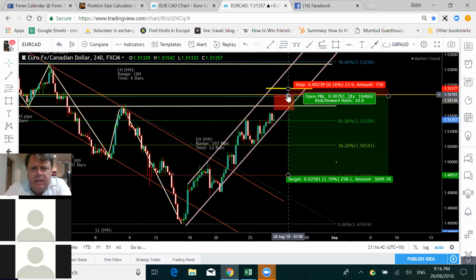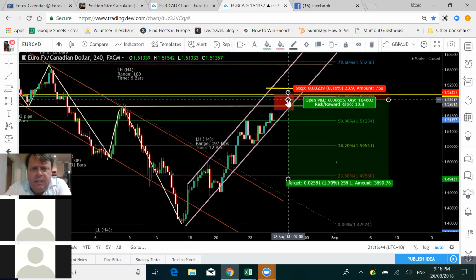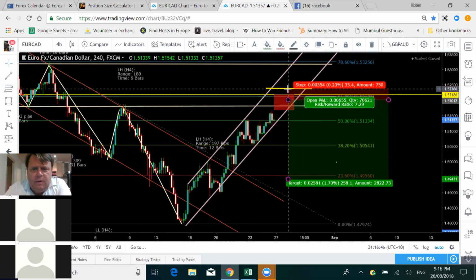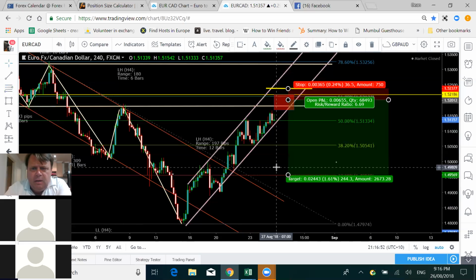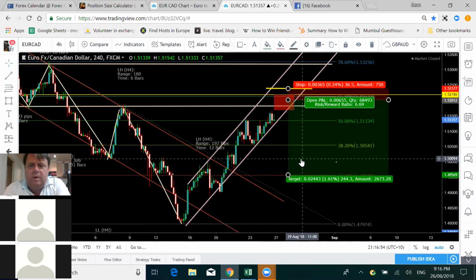So if we got in, say, halfway, and then ran the stop to there and hit our target there, we're at a 7-to-1 risk reward ratio. Wow. 250 pips with about 35 pip risk on it.